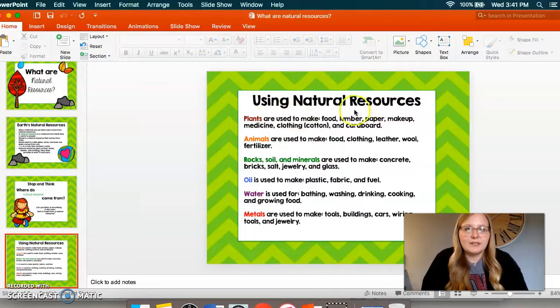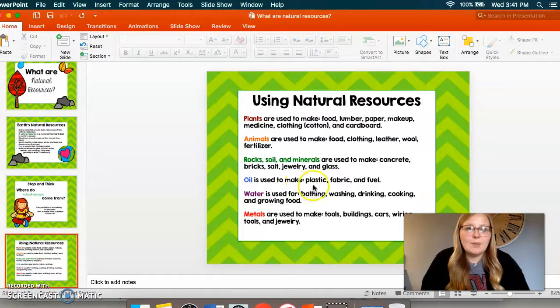Using natural resources. Plants are used to make food, lumber, which is a type of wood that you use to build, paper, makeup, medicine, clothing, and cardboard. Animals are used to make food, clothing, leather, wool, and fertilizer. And fertilizer is what we use in gardens and our yards to help things grow. Rocks, soil, and minerals are used to make concrete, bricks, salt, jewelry, and glass.